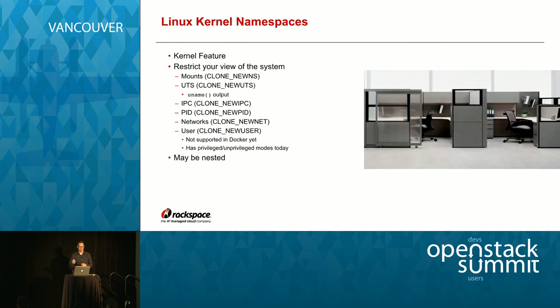Then we have namespaces. Namespaces, again, are another Linux kernel feature, and they give you a restricted view of the system. So by default, when you log into a Linux system, you see what's called the root namespace. And the root namespace has everything attached to it already. So let's talk about the network namespace as an example. When you log into a machine, you're in the root namespace. If you run ifconfig to get a listing of all the addresses that are on that box, you're going to see the entire list.